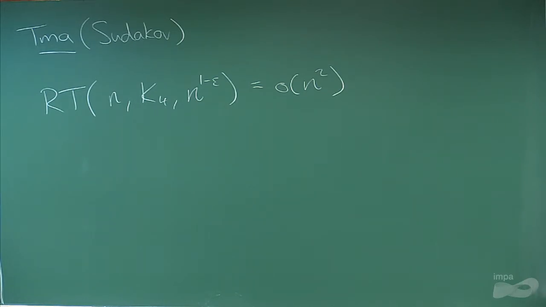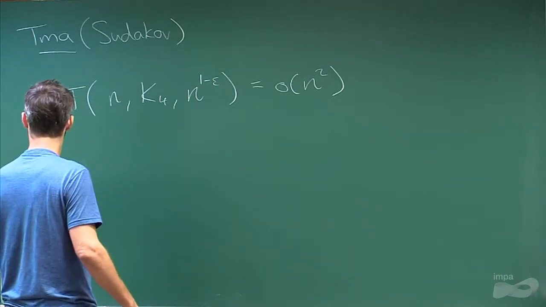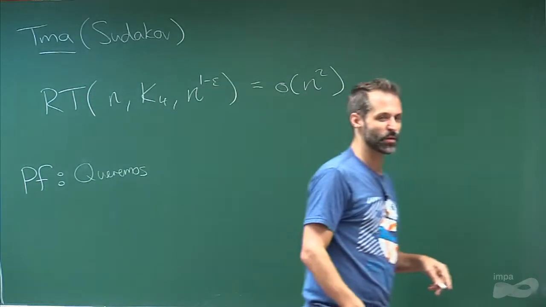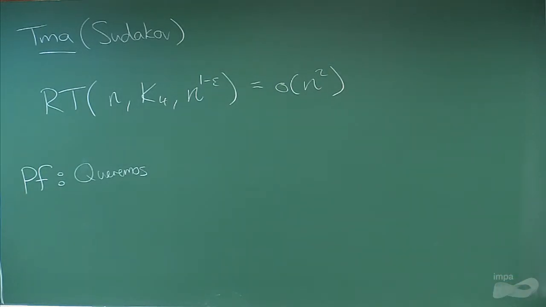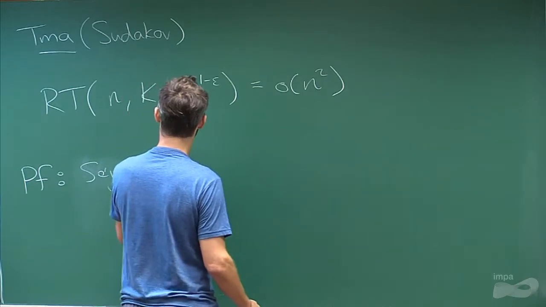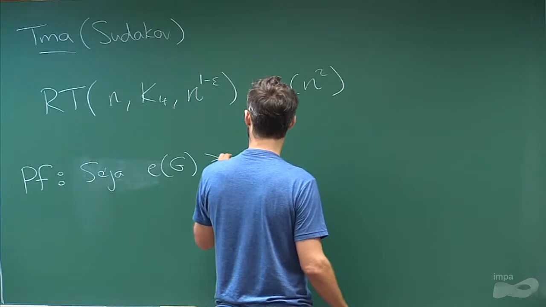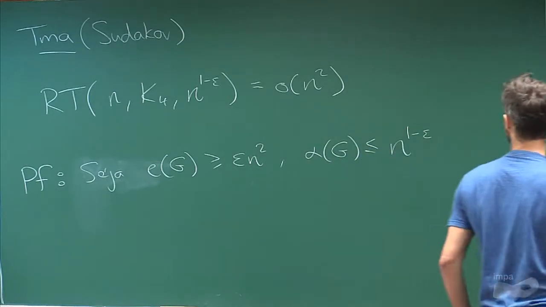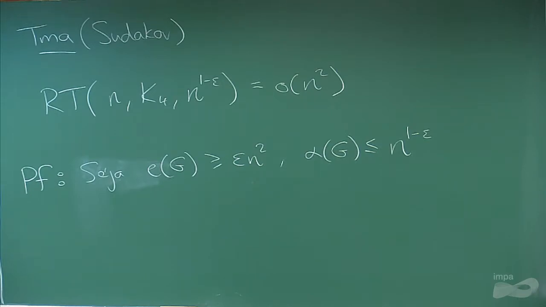So what do we want? Motivated by the picture over there, let G be a graph with epsilon n squared edges and no independent set larger than n to the 1 minus epsilon. We have to prove that it does have a K4.